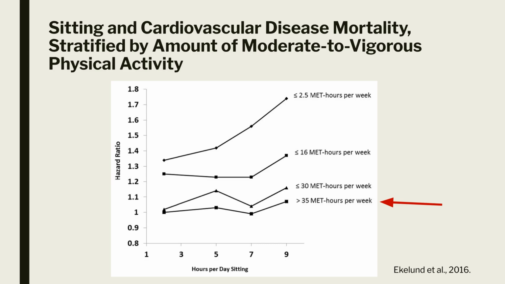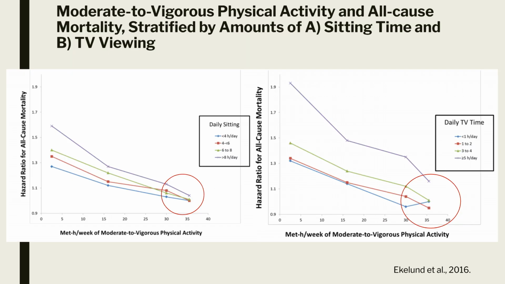In contrast, the upper trend indicates that among individuals with low levels of physical activity, sitting time is strongly associated with higher mortality risk. Overall, the figure suggests that higher levels of physical activity can help compensate for the negative effects of sedentary behavior.